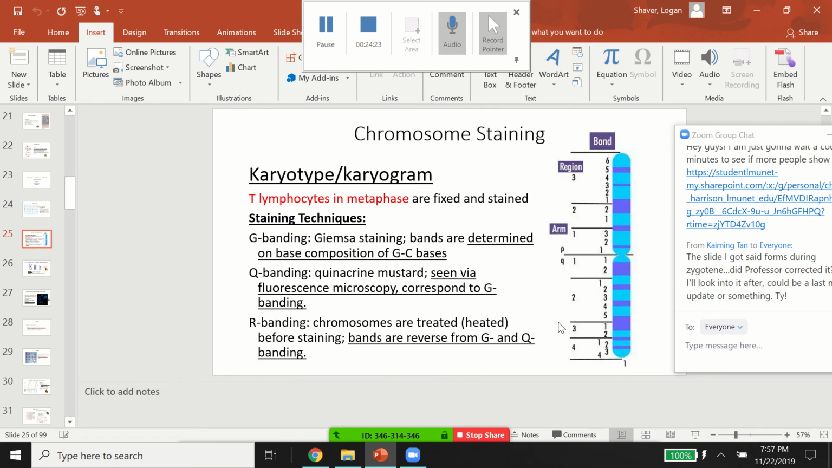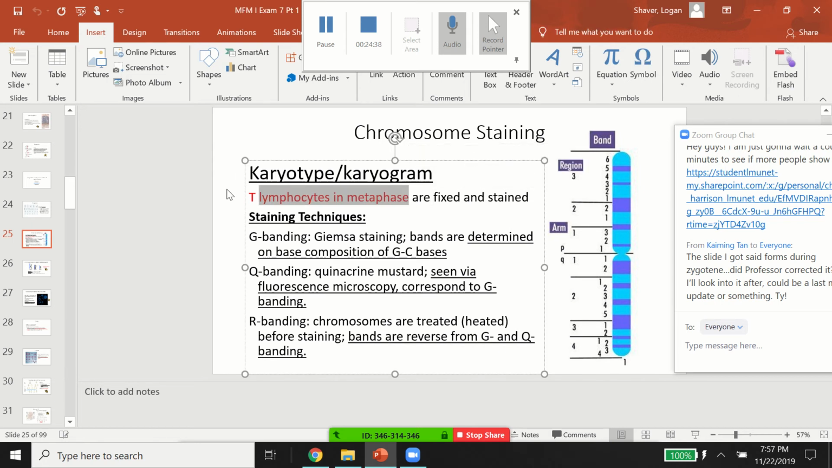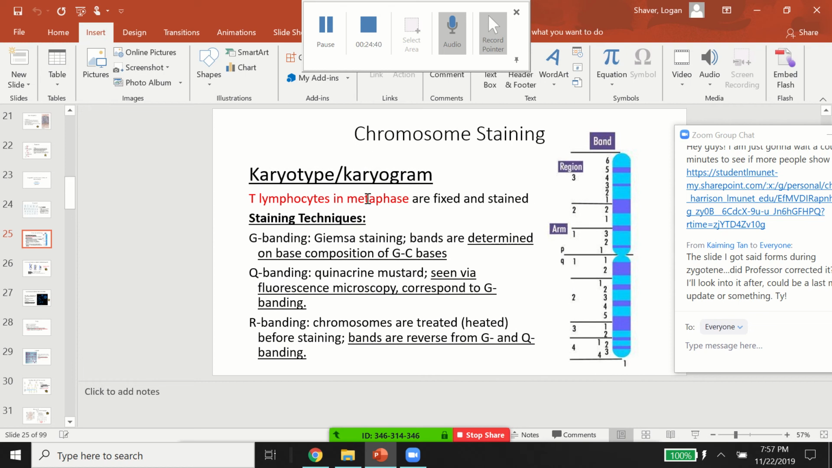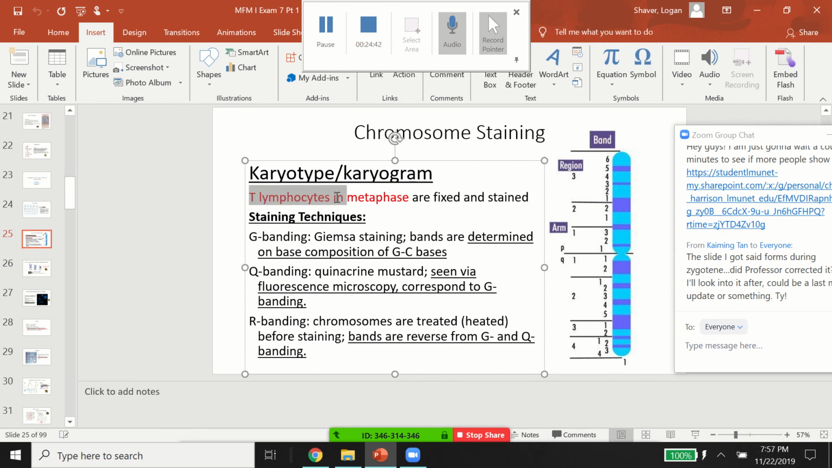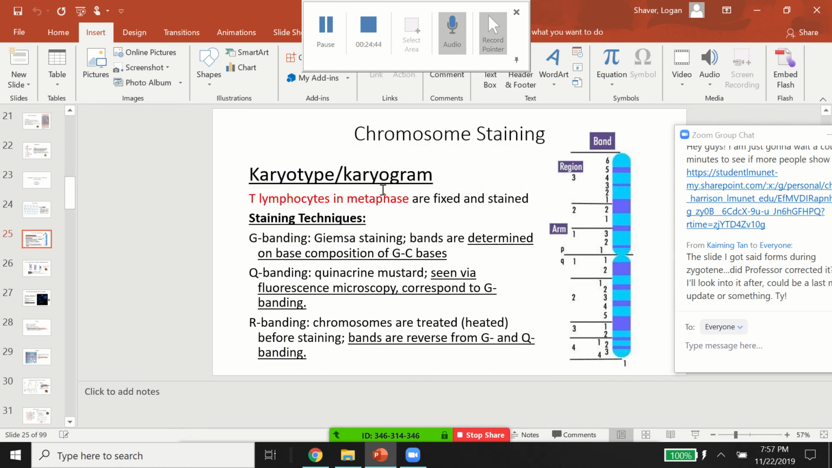Alright, chromosome staining. Once again, not really 100% sure what they're asking or wanting from this, but I underlined the stuff that I thought would help you remember things a little better. Also, I didn't know if it mattered where they were fixed or what was fixed. They do this using T lymphocytes, and they keep them at metaphase as well. The reason they keep them at metaphase is just because they happen to be the most straight and drawn out. I think that's probably the reason they do that.